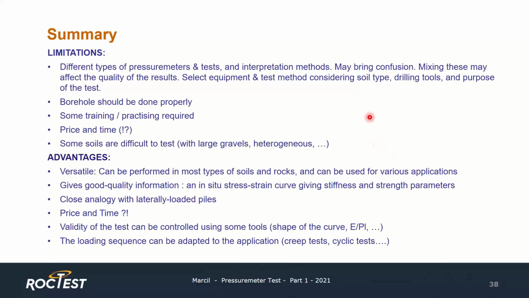To conclude this first session about the pressuremeter test, I will give the main limitations and advantages related to this type of test. First, there are different types of pressuremeters and test methods and interpretation methods. So this can bring some confusion. And if you mix these, this could have an impact on the results. So you have to be careful. You have to select the equipment and the test methods, considering the soil type, the drilling tools you have, and the purpose of the test.